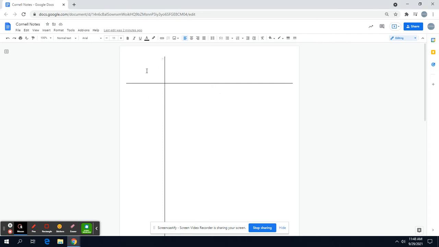So this first upper box right here, this is going to be where you're going to put the title, the author, and the date of whatever you're reading so that you can remember it. So if you're doing the textbook, it would probably just be the section of the textbook and whatever the subsection is of what you're doing.